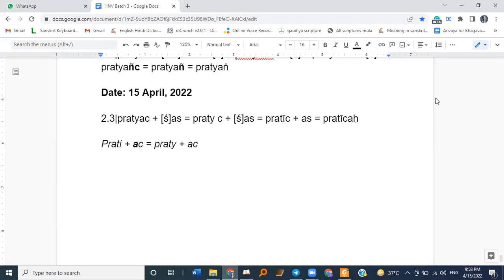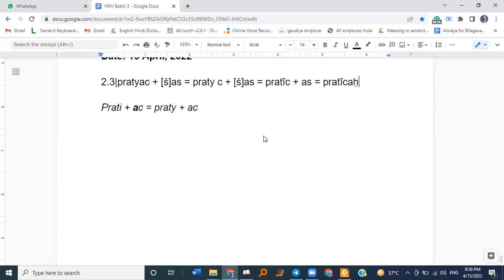Similarly, okay, you can try for this 3.1. Please try for this. Pratyach Yukta Ta. First of all, consider whether Ta is a Bhagavat or not, and then the needful. Yeah, please do it. Pratyach Yukta Ta.